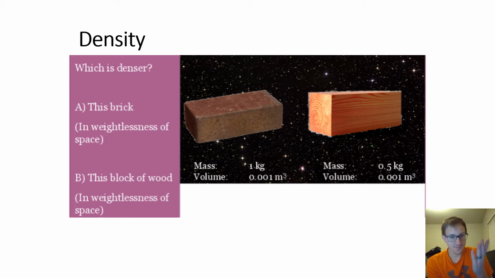So in this case, the thing that has the bigger mass, which in this case is the brick, is going to have the higher density. The molecules in a brick are more tightly packed and more compact than in the block of wood in this case, even in space.